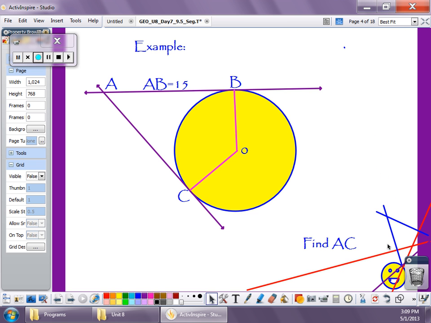Alright, so there's an example problem. Put it on pause and try to find AC. After you put it on pause, figure it out, push play, and the answer is 15. Alright.